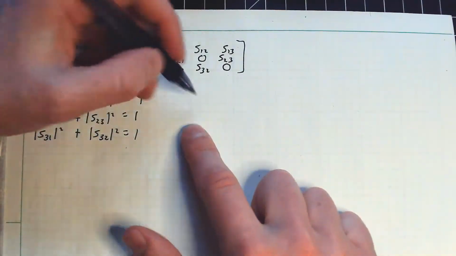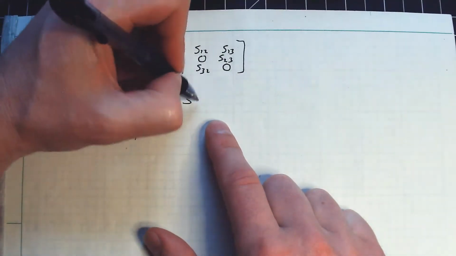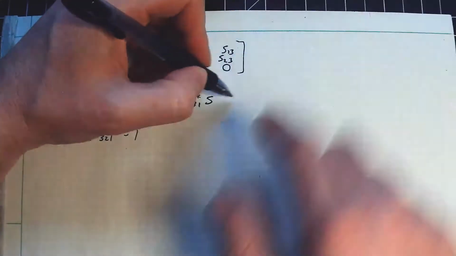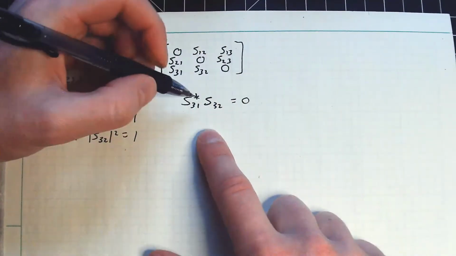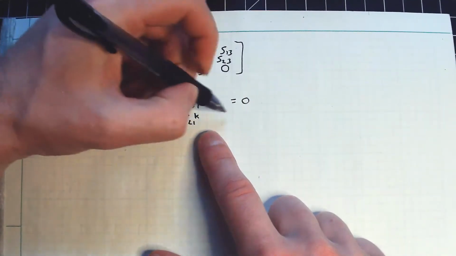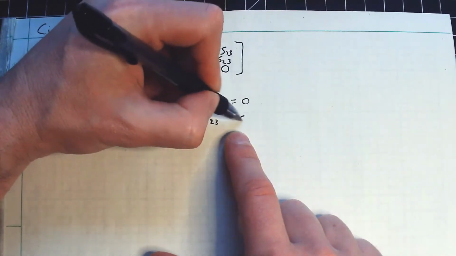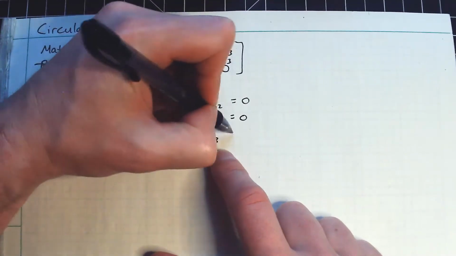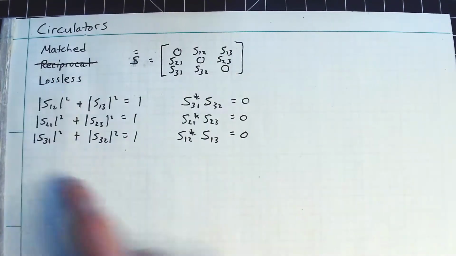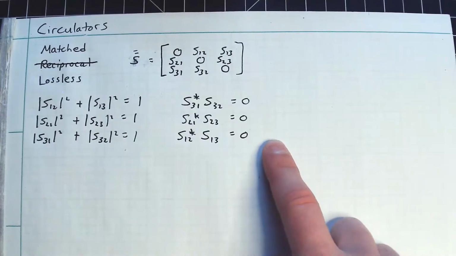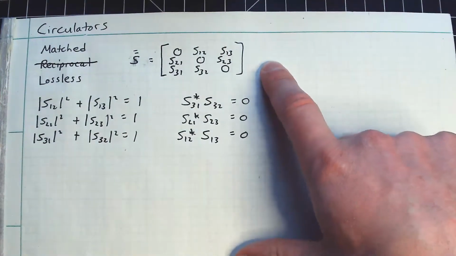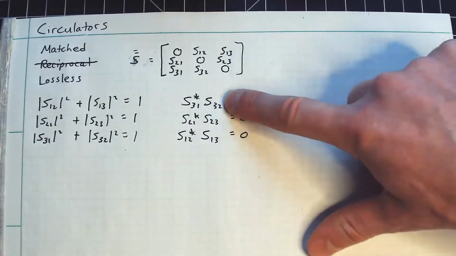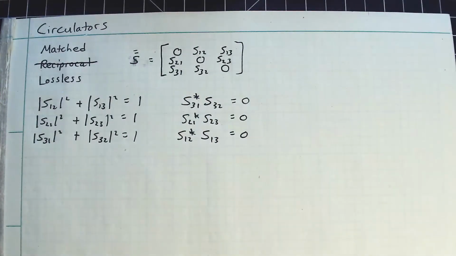So this all just falls out of the requirement of being lossless. And those off-diagonal terms still had to satisfy that weird requirement for S31 conjugate S32 is equal to 0. And we have S21 conjugate S23 is equal to 0. And then S12 conjugate S13 is equal to 0. So to be lossless, all 6 of these equations have to be satisfied simultaneously. But because we gave up on the reciprocity, that means this little S23 is not the same as this S32. They do not have to equal each other.